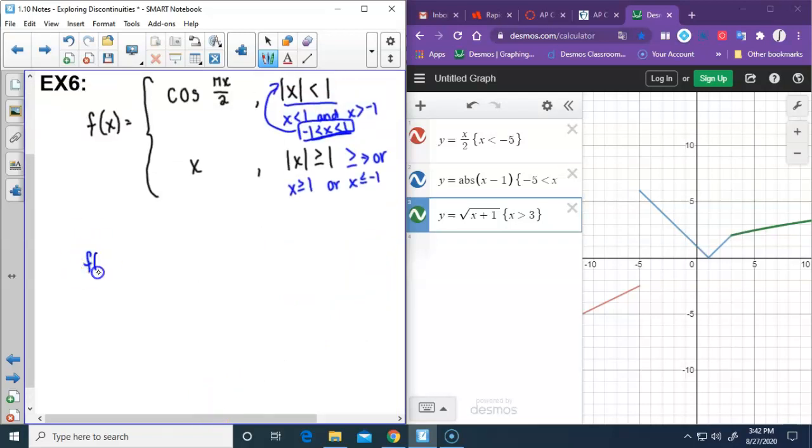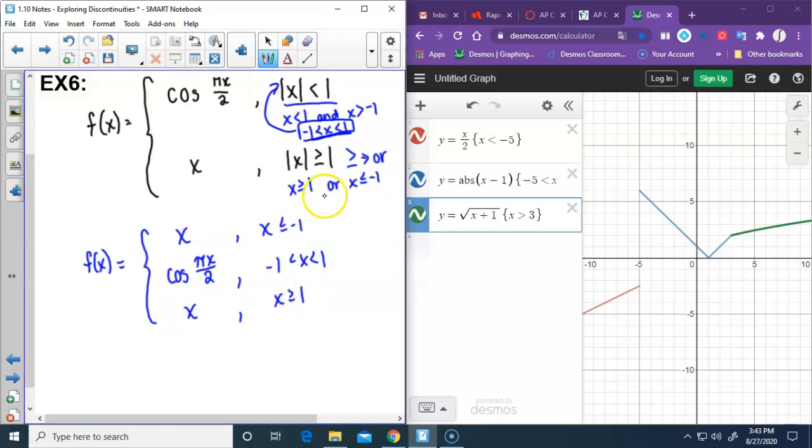So I really could rewrite this a little bit here. I could say f of x is, whenever we're looking at this, x less than -1 would be the first thing. So we'd have x for x is less than or equal to -1. We would have cosine of pi x over 2 for -1 less than x less than 1. And then we just have our x for x is greater than or equal to 1. So what I've done here, because this is really two separate sections, I've just split those two up.